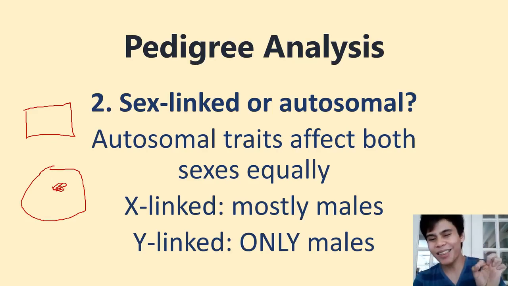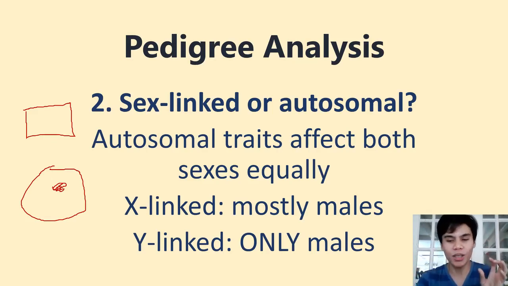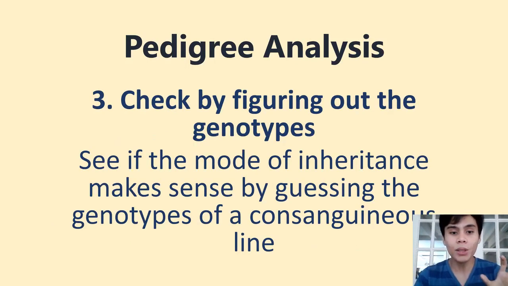But it doesn't end there. Just because you check the proportions doesn't mean that it is for sure. It's just the most likely. So you have to check if your guess is correct by figuring out the genotypes. You have to see if the mode of inheritance makes sense. So you guess the genotype of the lower generations and trace it back up to the parental generations.